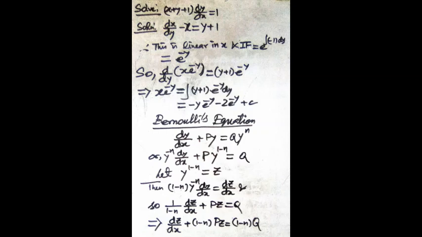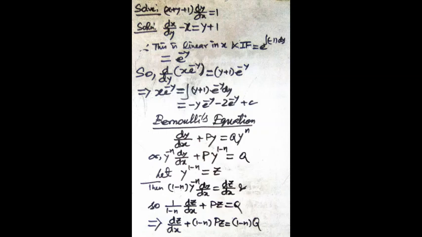But is there any other form of linear equation? Suppose we are considering Bernoulli's equation. So the common difference is that suppose we are considering an equation of the form dy dx plus py equals to q times y to the power n, where n is any integer. Then dividing both sides by y to the power n, we can have y to the power minus n dy dx plus p times y to the power 1 minus n equals to q.